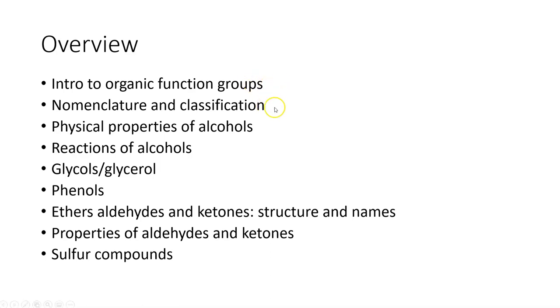We're going to talk about nomenclature and classification for different types of alcohols, the physical properties, and then the reactions that they undergo. We're going to talk about some specific types of alcohols in different formats, so glycols and glycerol. And we're going to get into phenols and what those are in terms of different types of alcohol groups. And then get into other types of aldehydes and ketones. These are actually doubly bonded oxygens and some of the properties. And then talk about sulfur compounds, which are a lot of times analogous. They act in a similar way to alcohol, but we'll talk about those differences as well in this chapter.